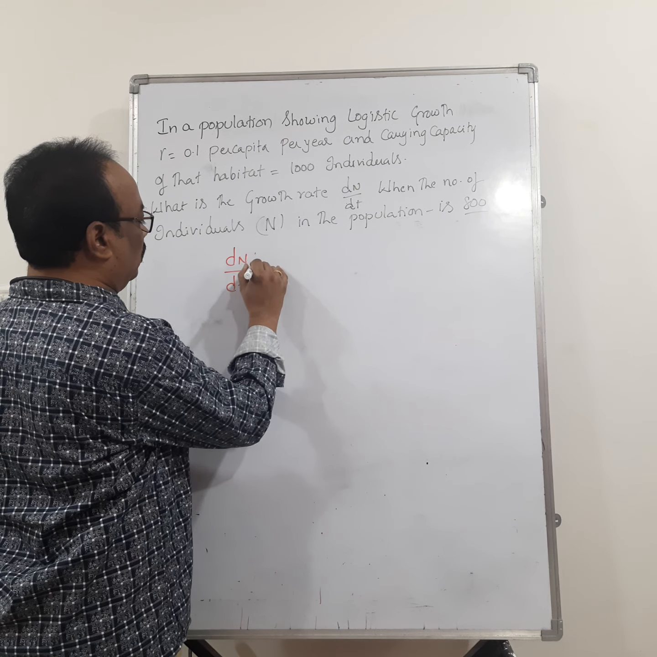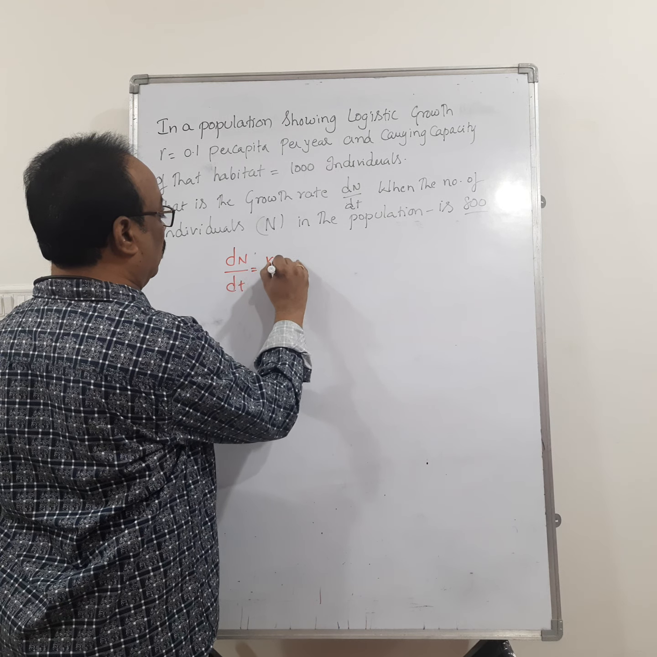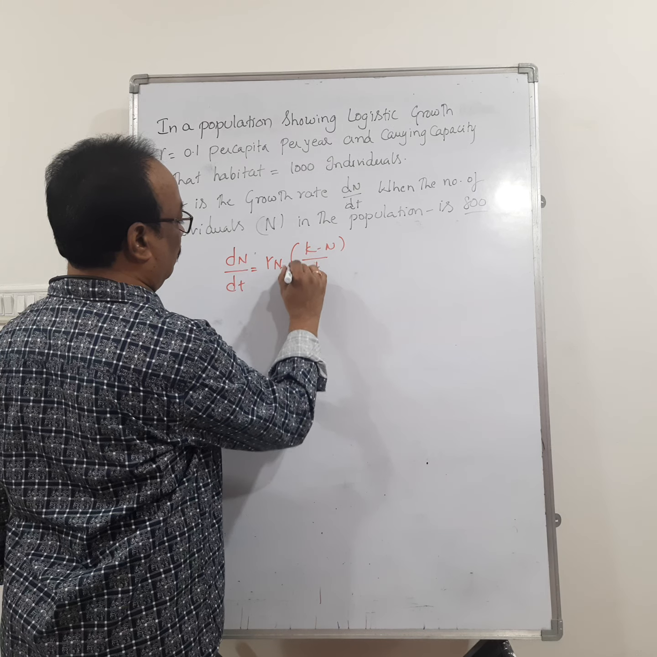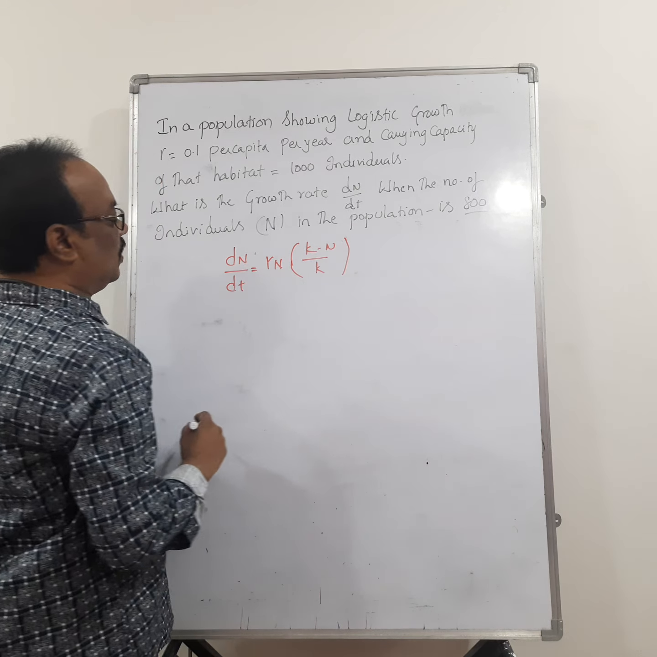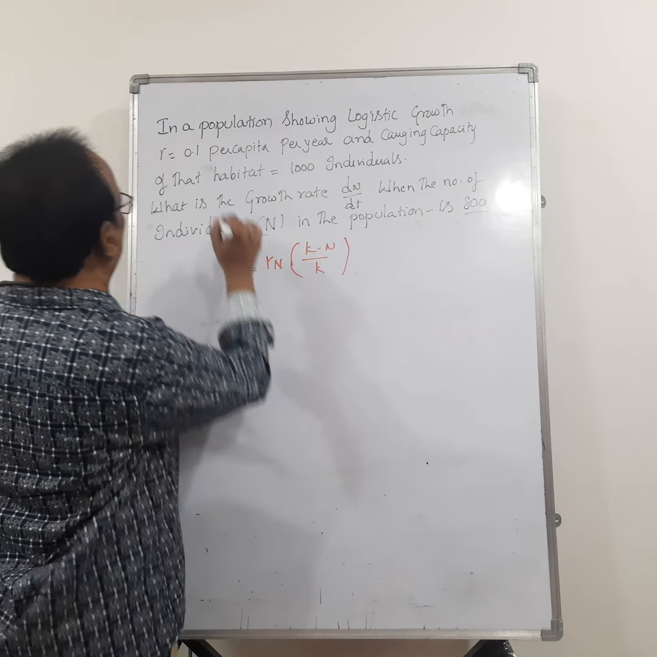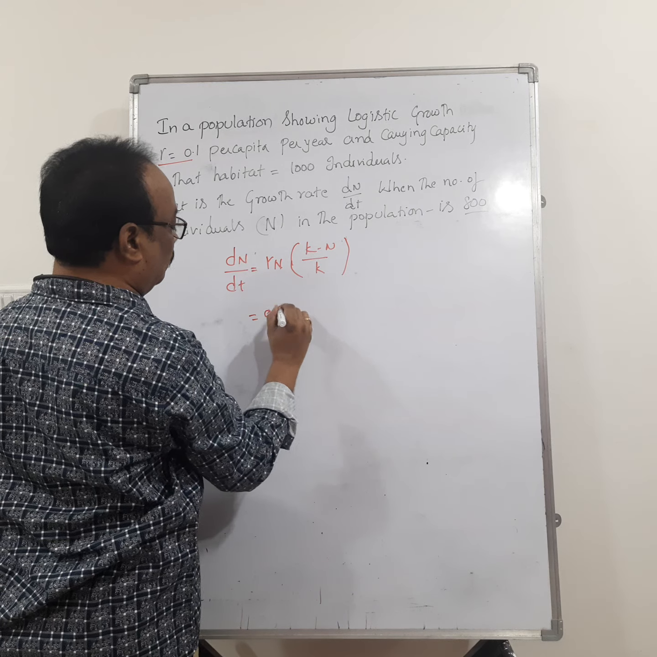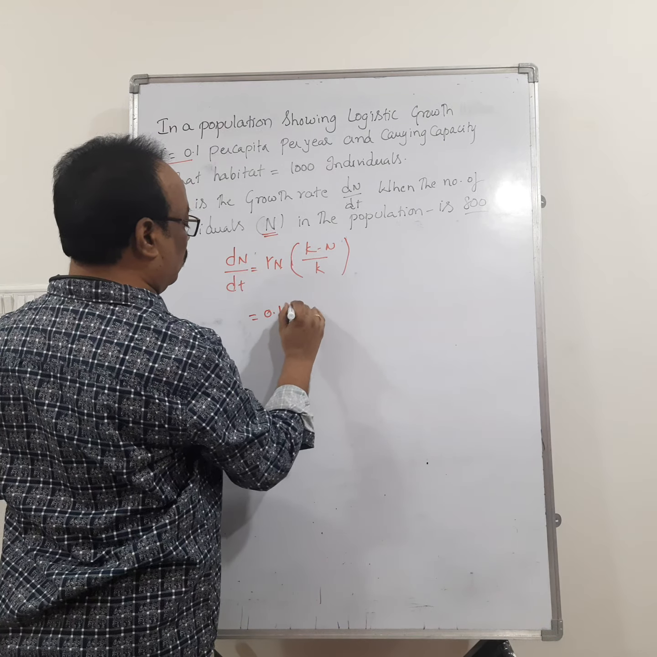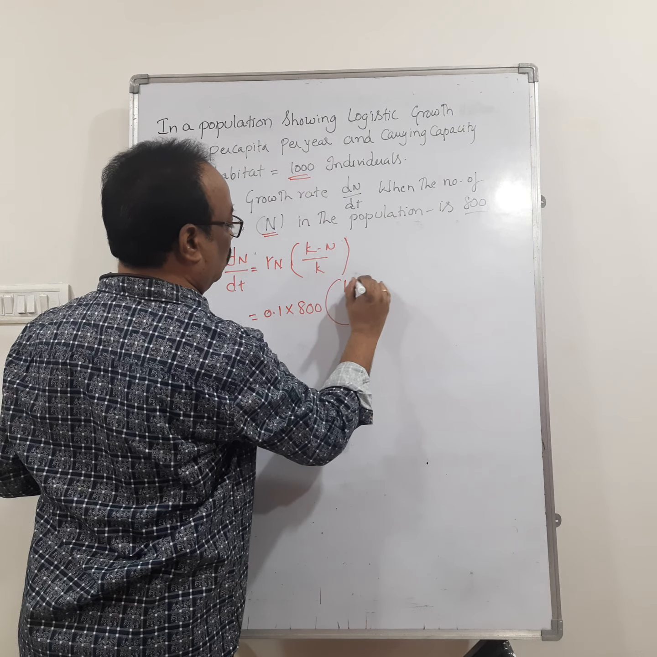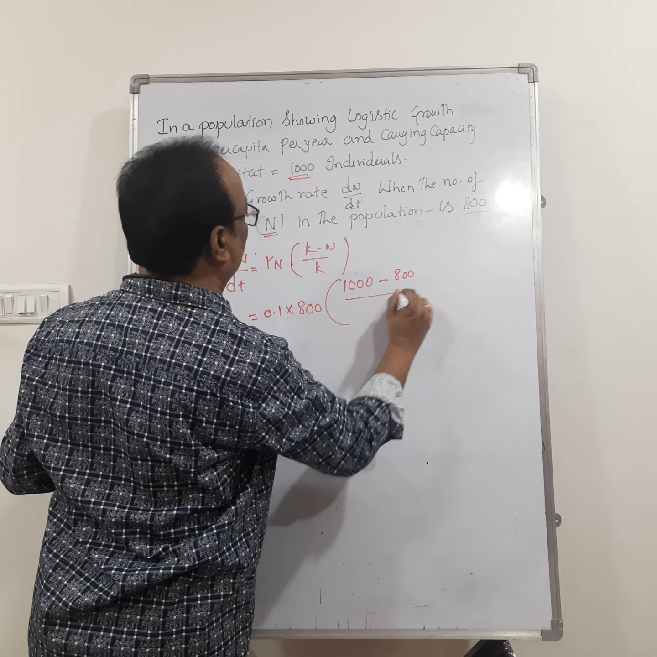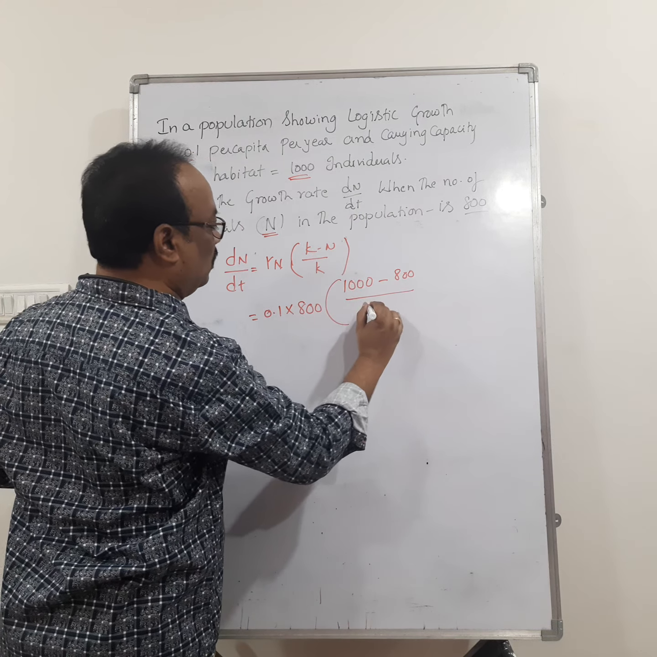dN by dt equal to rN into (K minus N) by K. So we have to calculate the population growth size. So what is r here? r is 0.1. What is N? N is 800. So 0.1 into 800. What is K? K is 1000. So 1000 minus 800, divided by K, again 1000.